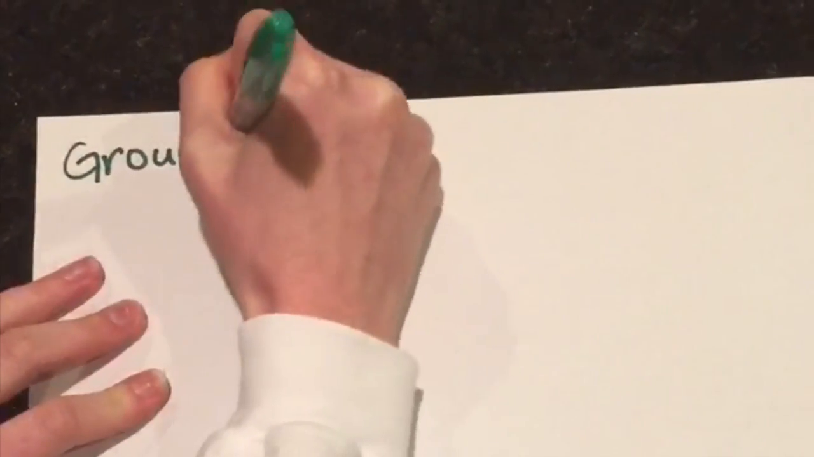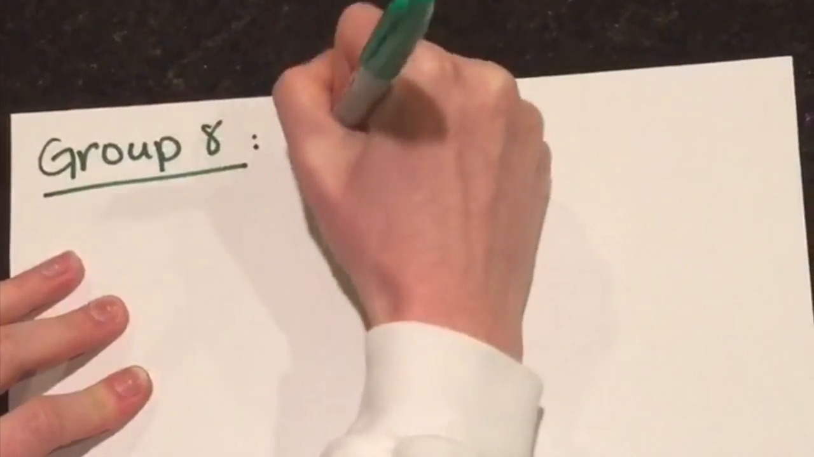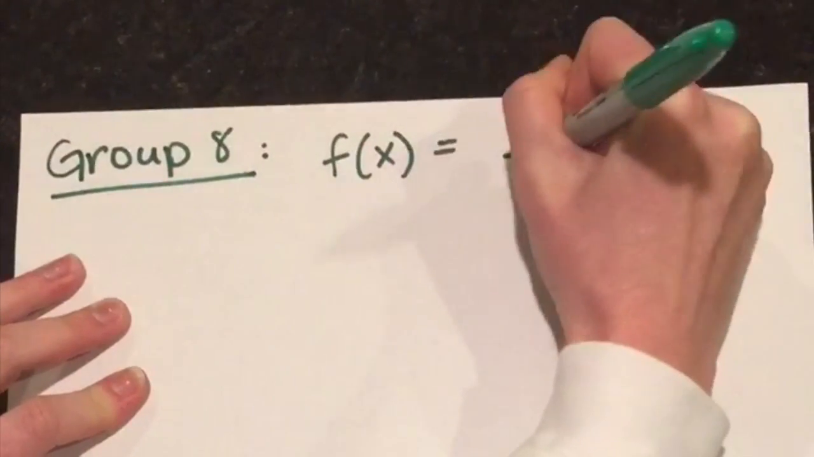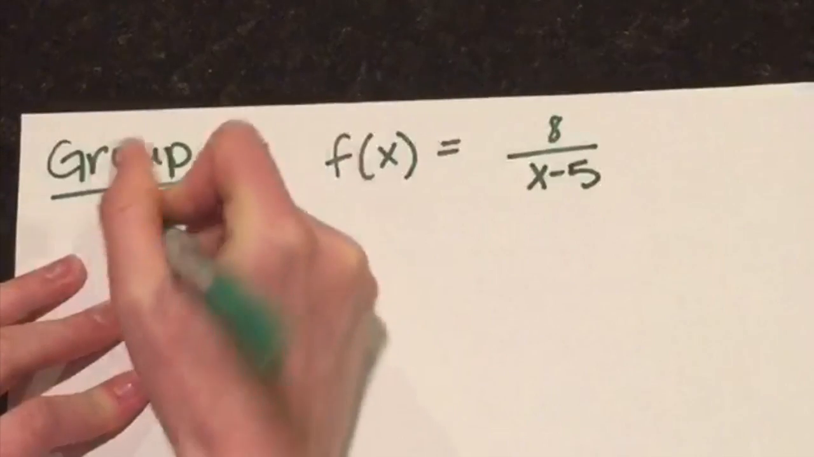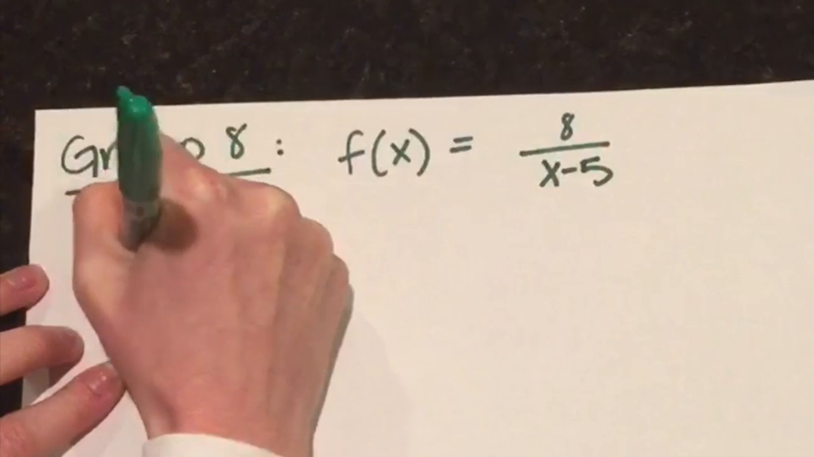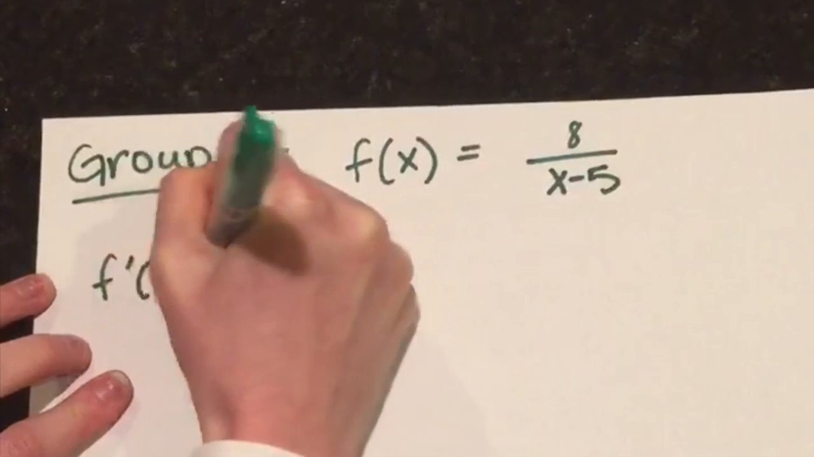Julia, Paul, and I were group 8, and for our project, we found and graphed the second derivative of f of x equals 8 over x minus 5. In order to find the second derivative of the function, we start by finding the first derivative.